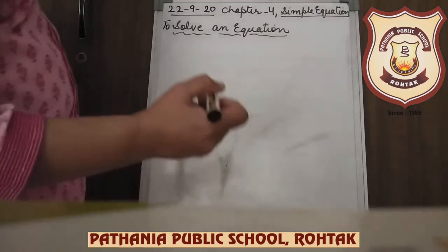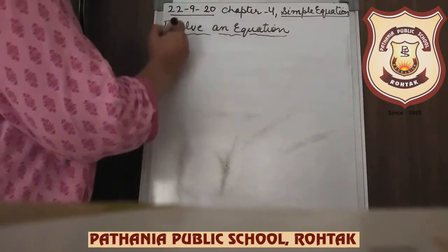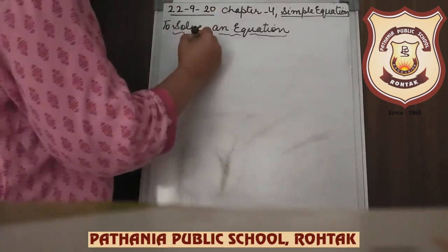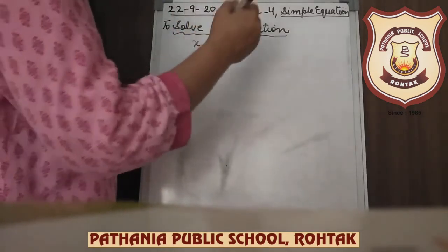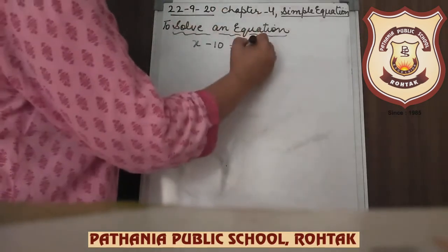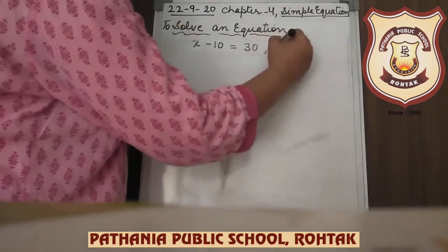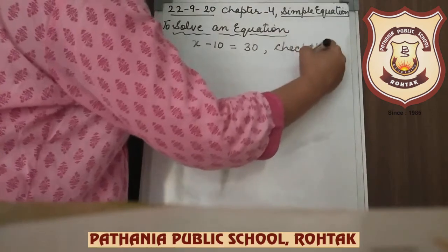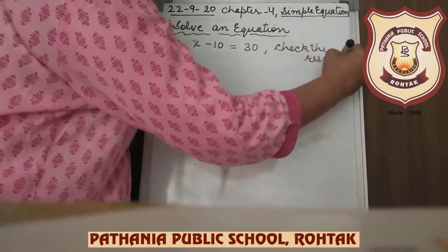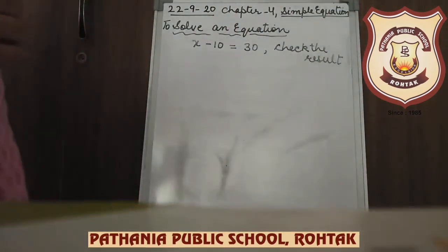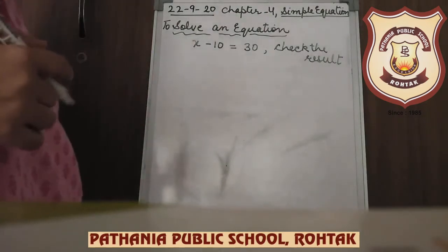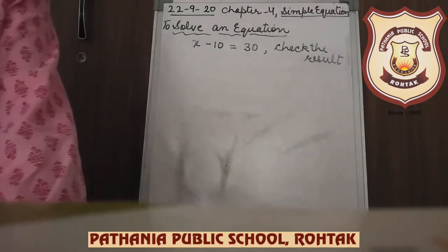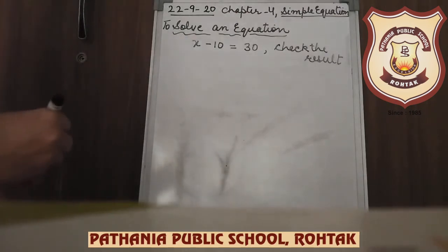Now I'll take x minus 10 is equal to 30, and with this you have to check the result also. Result means checking whether the value you have got is satisfying the equation or not. Now how to solve the equation?